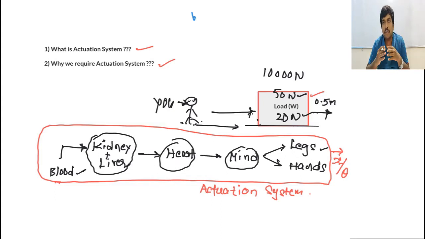The readily available sources in nature are, one, liquid, and second, air. If you take the help of liquid to displace this load, it forms the hydraulic actuation system. If you take the help of air to displace this load, the system is called a pneumatic actuation system. Now let me discuss all these things in detail.